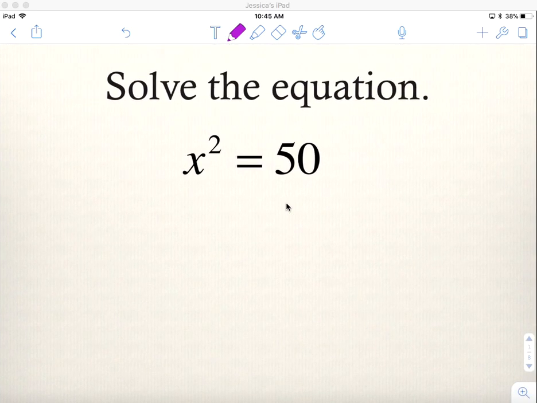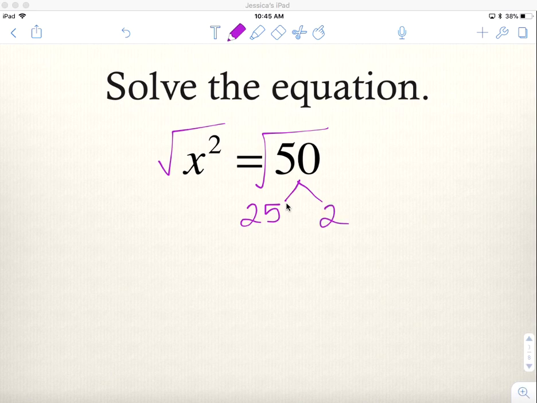The next one we're going to solve is x squared equals 50, and this is bringing in what we did last class with simplifying square roots into our answer. To get x by itself, we're going to square root both sides, and I cannot take the square root of 50, but we know how to simplify this.